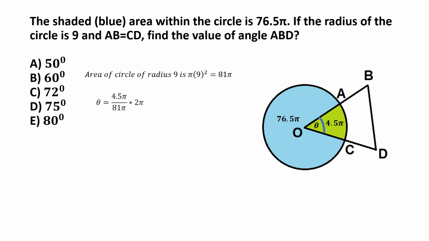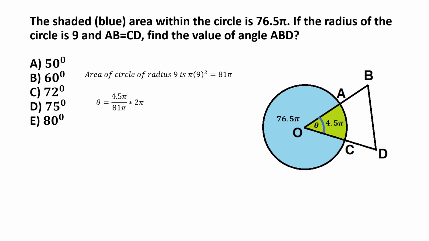We can find the sector angle by simply dividing the sector area by the area of the circle. In this case, it's 4.5 pi, the sector area, over 81 pi, the area of the circle, and then multiply it by 2 pi radians. That will give us the sector angle theta in radians. If you do the math here, the pi cancels out from numerator and denominator. 4.5 multiplied by 2 gives 9. So it's 9 over 81, and that comes to 1 over 9.